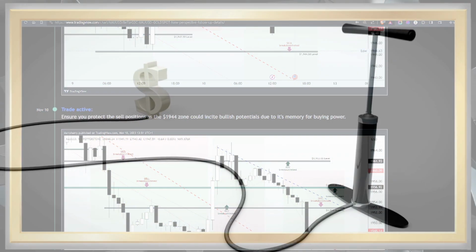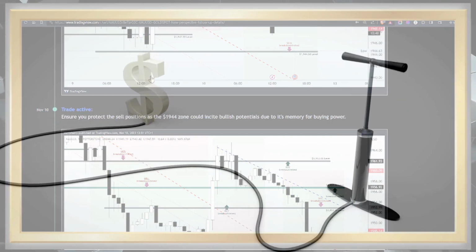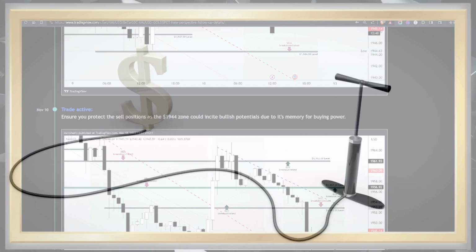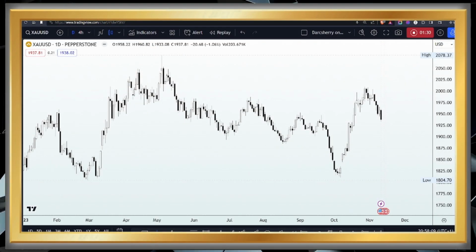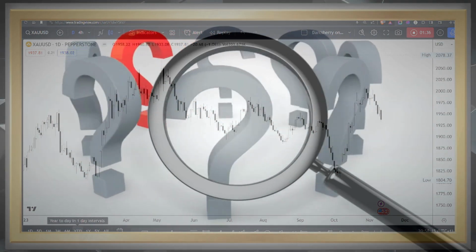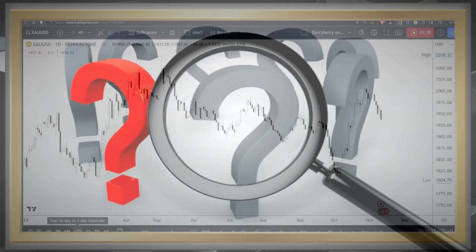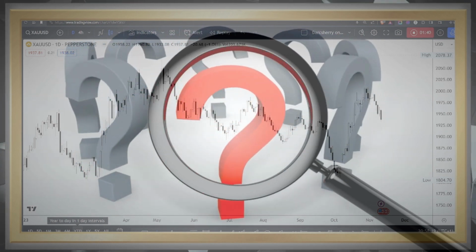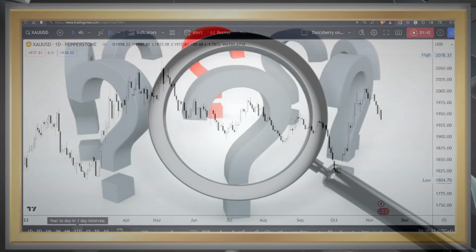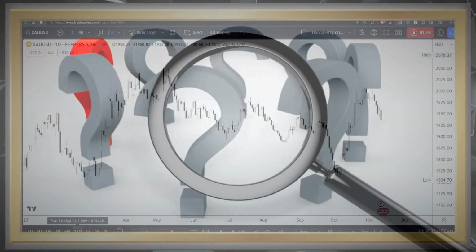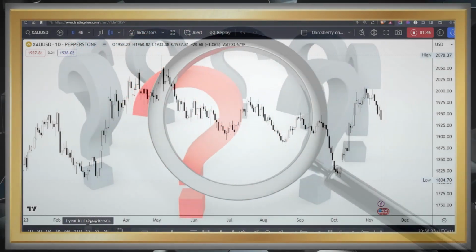Well, with hawkish comments from the Fed Reserve Chairman, gains in the US Treasury yields, and a strengthening US dollar, the price of gold has been on a downward trajectory. Now, the question on everyone's mind is, will this bearish momentum persist? And if so, how far will it extend before another wave of bullish momentum will happen?